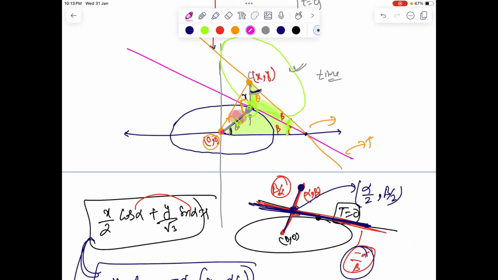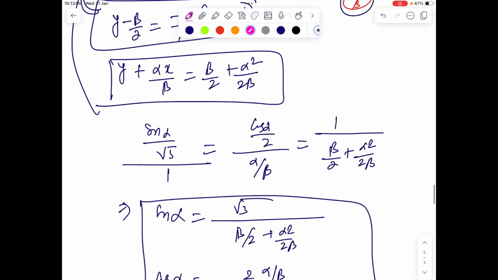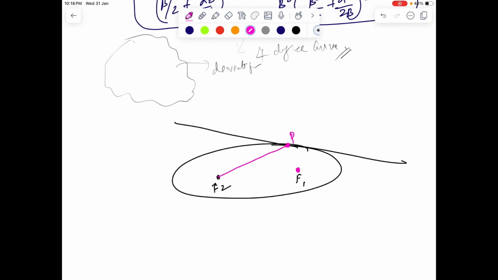The next question was to find the locus of the focus. That can still be done by simply taking the reflection of the focus (alpha, 0) in any random tangent. But this can be done in a simpler way. We know at the point of contact P, F2P plus F1P equals 2a. That's by virtue of the ellipse property.